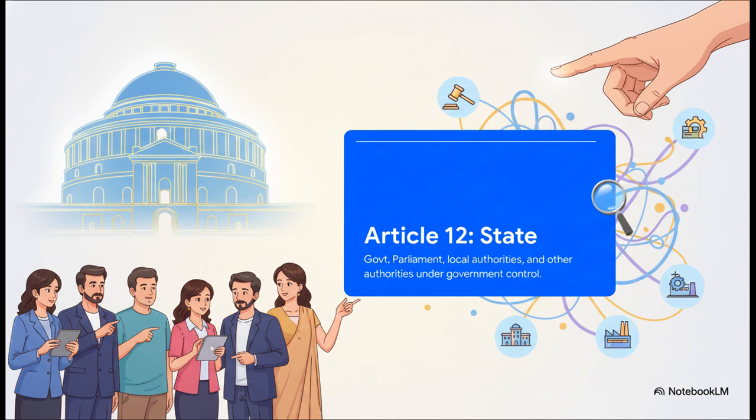And why cast the net so wide? Because if the Constitution only restricted the Prime Minister, lower-level authorities could still completely abuse your rights. This guarantees that anyone holding even a sliver of government power has to play by the strict house rules.